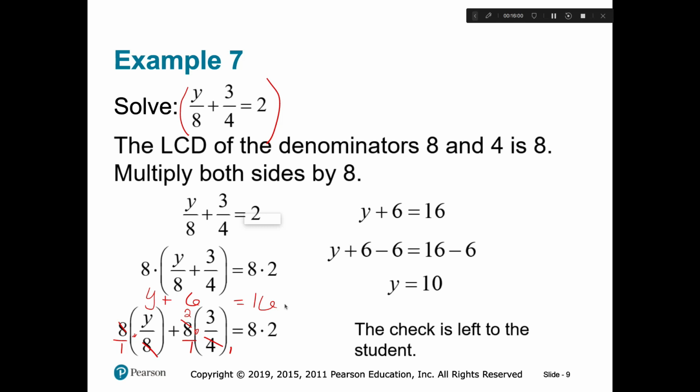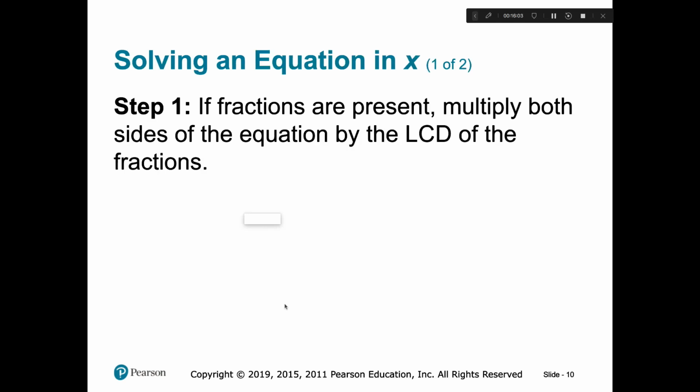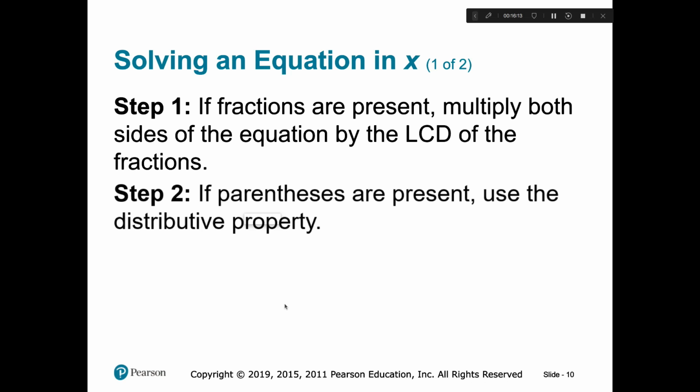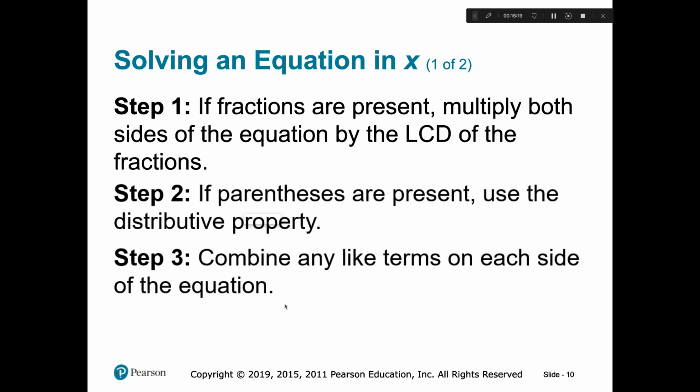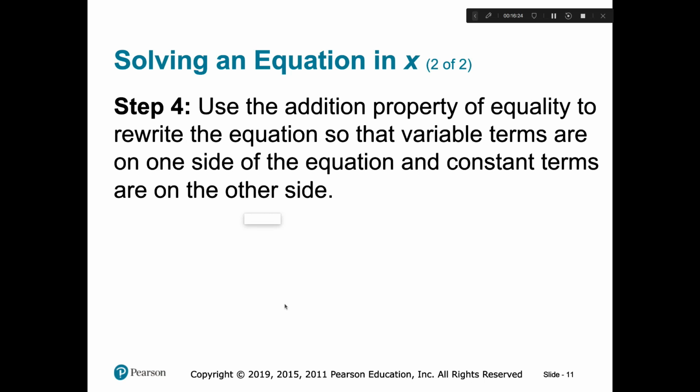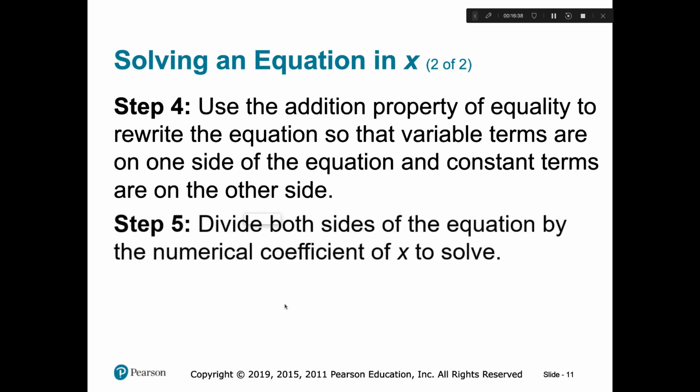Is everybody ready for the next example? Just kidding. So now it tells you the steps of what we just did. If there are fractions in your problem, multiply both sides of your equation by that least common denominator. If parentheses are there, use the distributive property. Combine any like terms on each side of that equation. Use the addition property of equality to rewrite the equation so that the variables are all on one side. That just means move them across, right? Move everything across that equals sign so your variables are on one side, your constants are on the other.